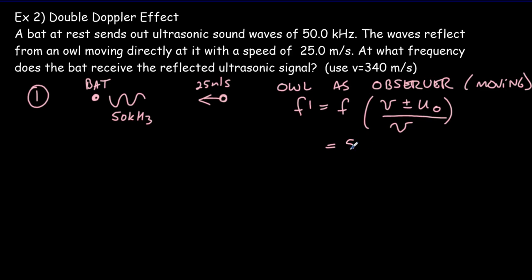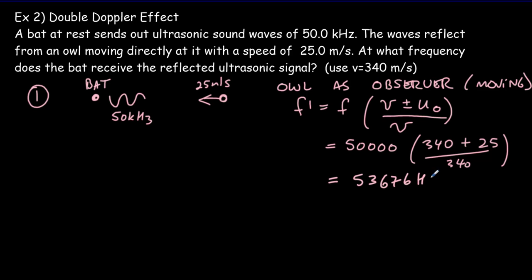So let's work that out. That's 50,000 hertz times 340. The owl is moving towards the bat, the observer is moving towards, so we want a higher frequency. Let's take the plus sign, divide by 340, and you should get an answer. I'll write out all the decimal places because I'm going to need this number for future calculations.